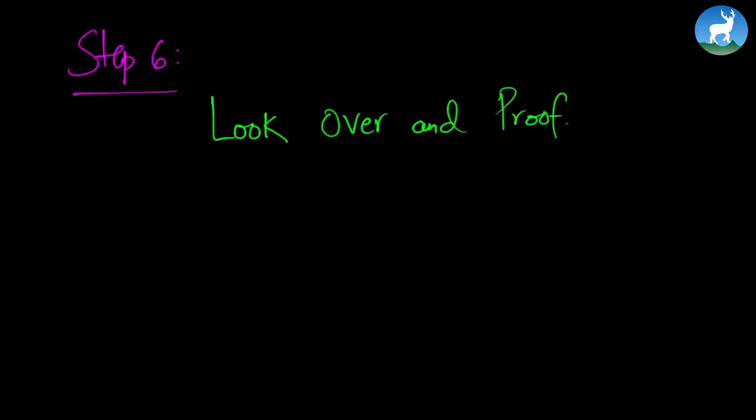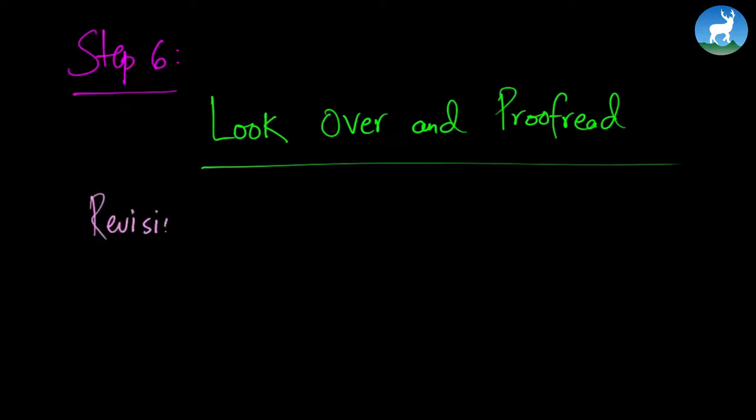Now we come to the last step, which is step number 6. In step number 6, we have something called look over and proofread. The last step in good paragraph writing is proofreading and revision. So this is revising what you've already made. Before you submit your writing to your teacher, look over your work at least one more time.